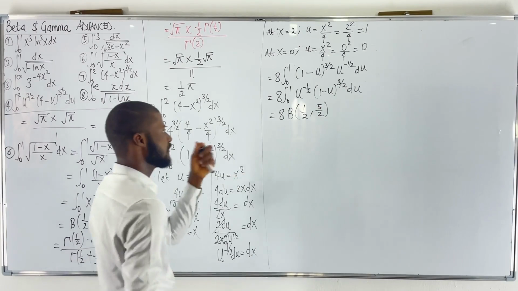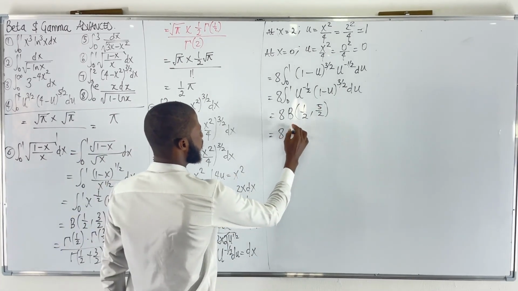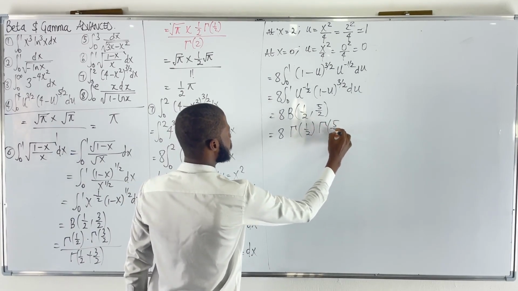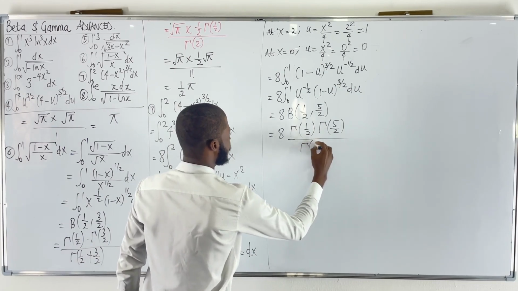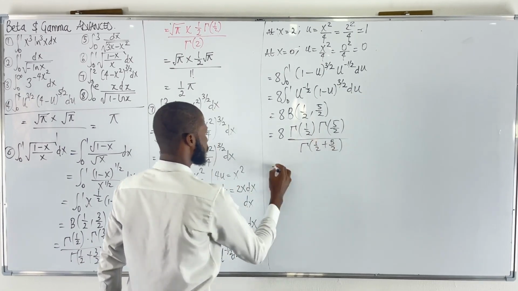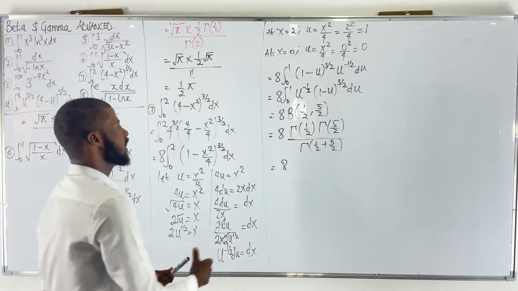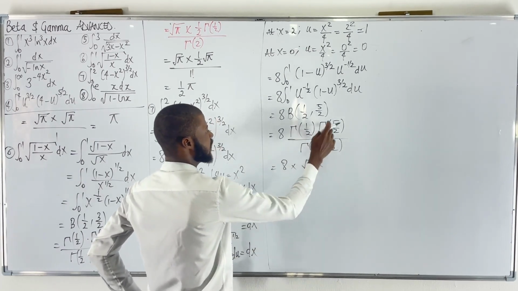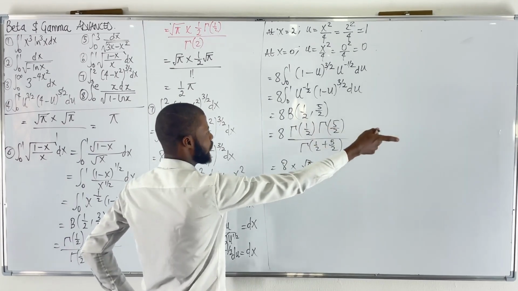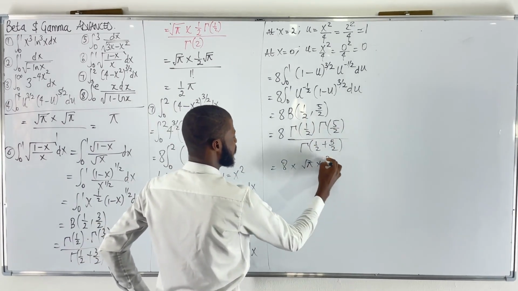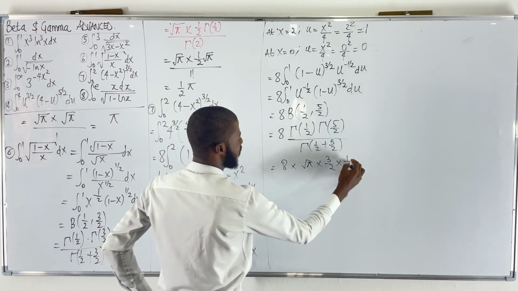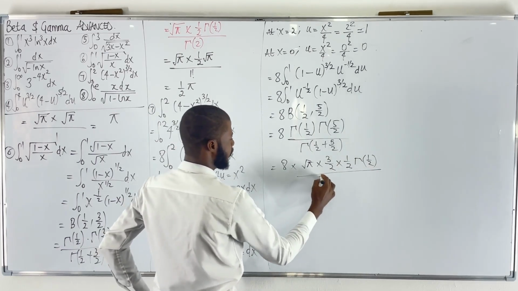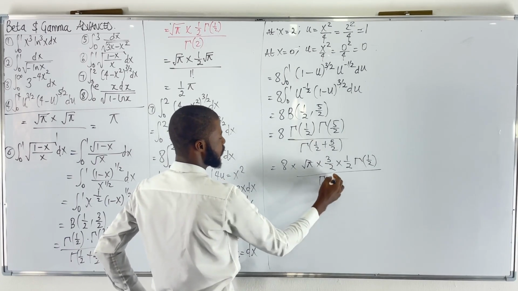So now let's evaluate that. This will be 8 gamma of 1 over 2, gamma of 5 over 2, divided by the gamma of 1 over 2 plus 5 over 2. So this is 8. Now, what is the gamma of half? That value is known. That's just root pi. Times what is the gamma of 5 over 2? You first of all have to start minusing 1. So 5 over 2 minus 1 is 3 over 2. 3 over 2 minus 1 is 1 over 2. And then gamma 1 over 2.